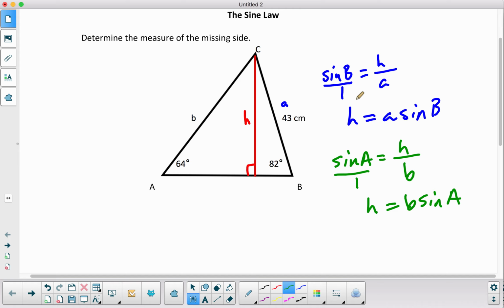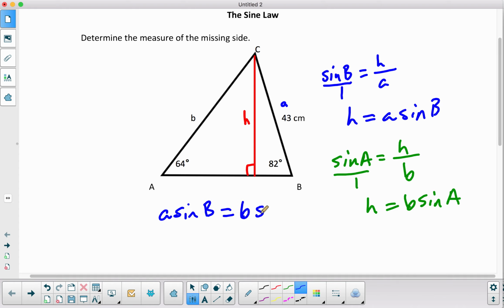Okay, now here's something that's interesting. H is equal to A sine B, and H is equal to B sine A. So if H is equal to this and H is equal to that, then A sine B must be equal to B sine A. And there you have a relationship that involves just the sides and the angles of this non-right triangle. So we've kind of skipped past even having to calculate H. So this is a neat relationship.